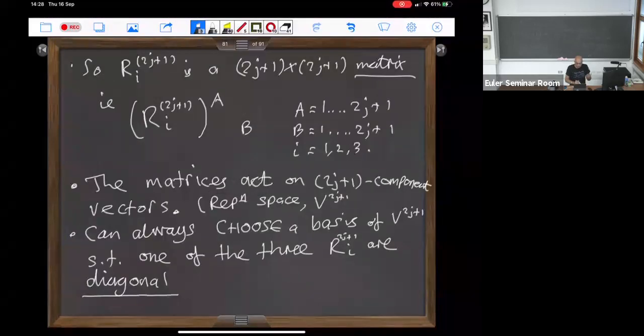So it's important to remember that these representations are given by matrices. So when I write this, I've suppressed the matrix labels themselves. So if I wanted to be a bit clearer, I could write it like this, where A and B go from 1 all the way up to the dimension of the representation, which is 2j plus 1. And as we know, I just runs from 1, 2, or 3. Okay.